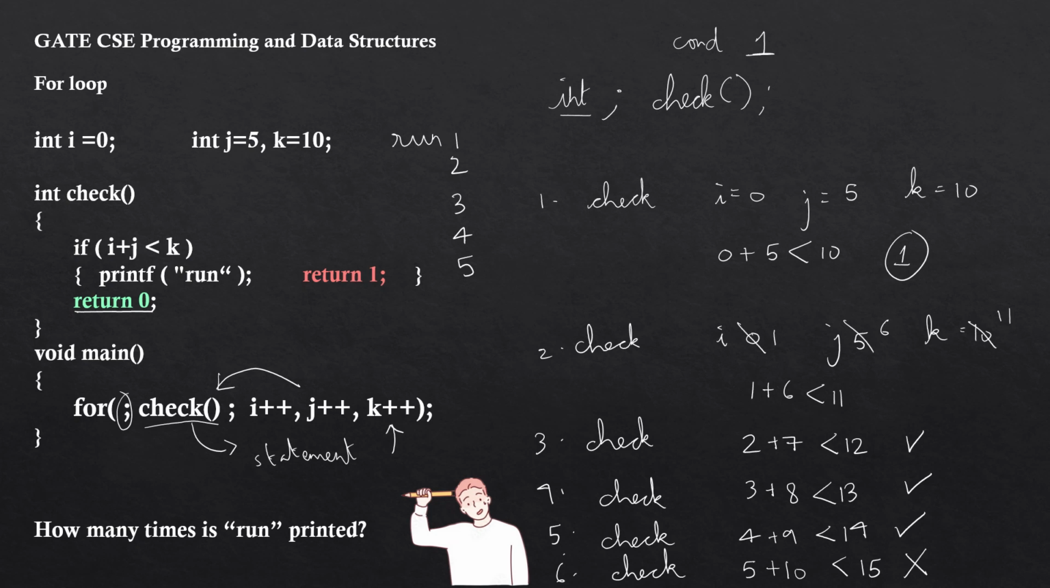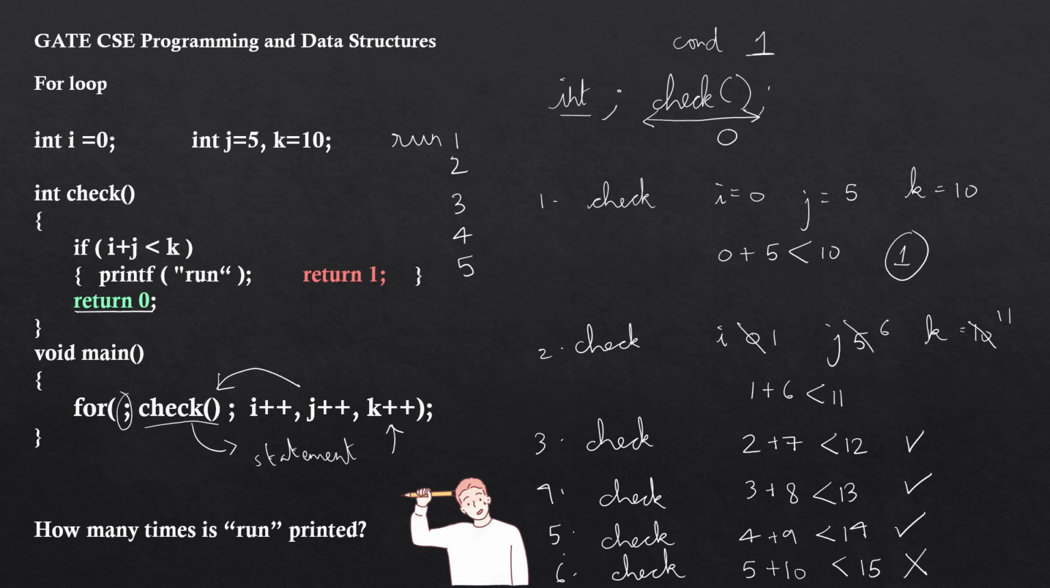Notice now, in all previous 5 cases, we were returning 1, but now it is returning 0. So what happens when the condition you are passing becomes false? Yes, the for loop ends. The execution of the loop ends. So we get run printed 5 times.